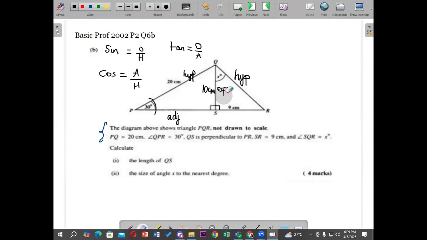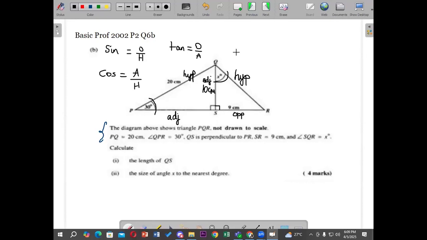And the reason for that is because this time, we're not dealing with the 30-degree angle again, we're dealing with angle x. And when we look at triangle SQR from angle x, what we notice is that the side 9 centimeters is opposite to this angle. And the 10 centimeter side would now be the adjacent side. All right. So this is the reason why, like I was saying, that perspective is very important.